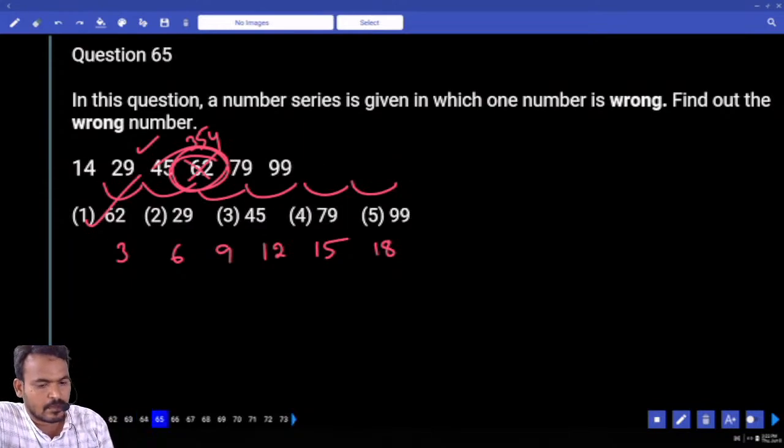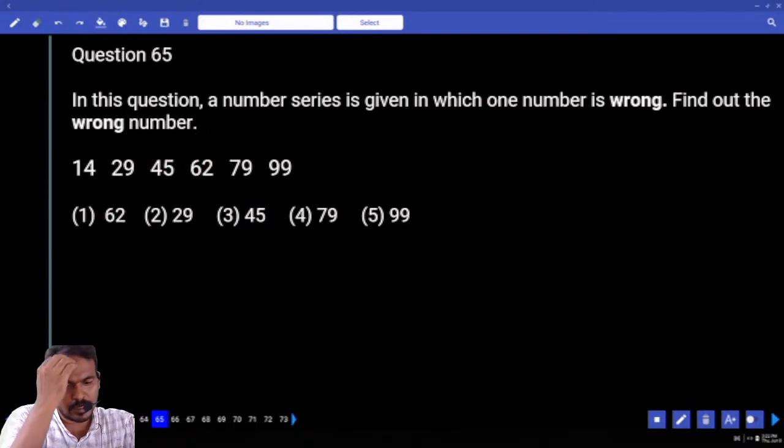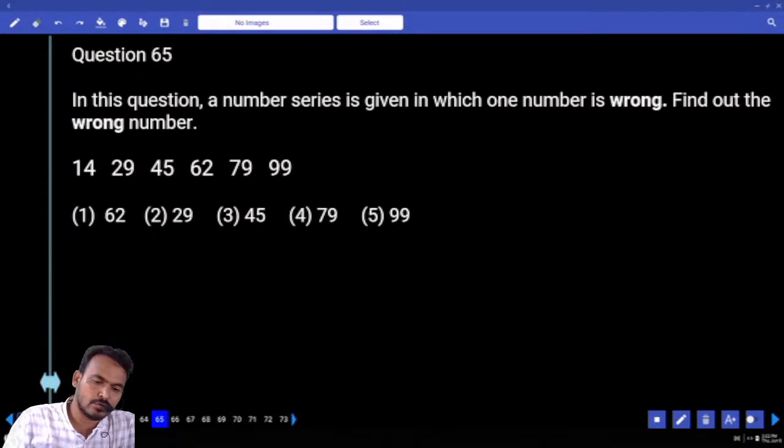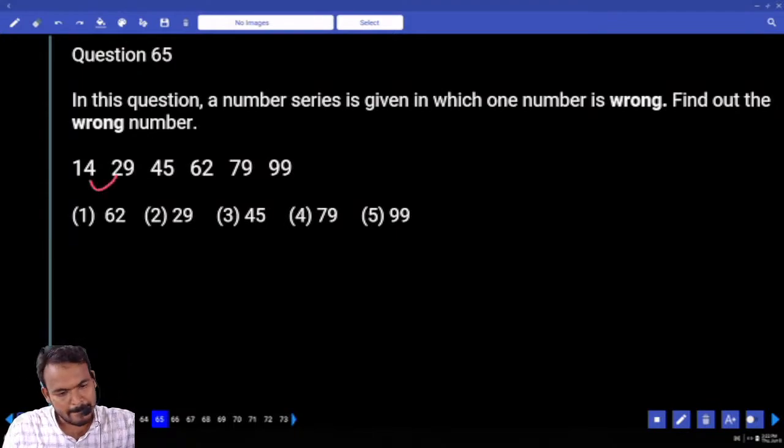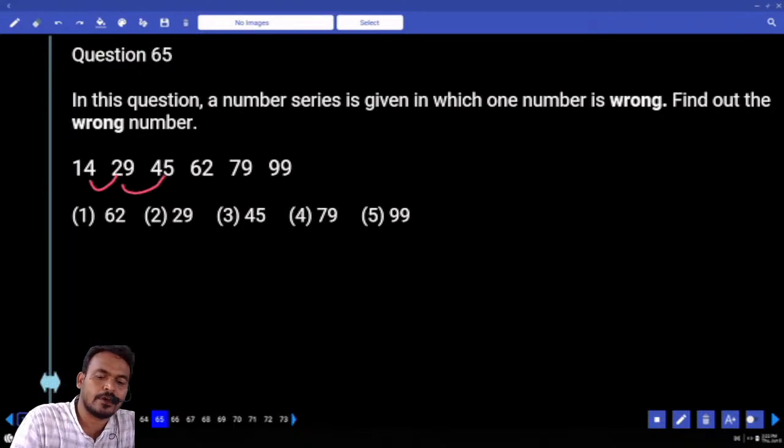What is the wrong number? 352. Next question number 65. 14 to 29, 29 to 45, 45 to 62. 14 to 29 into 2 plus 1. 29 to 45 into 2 possible.